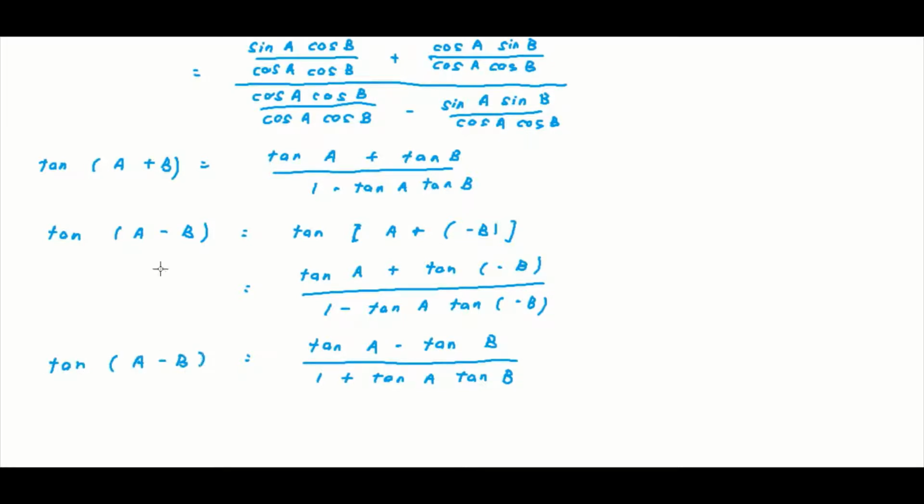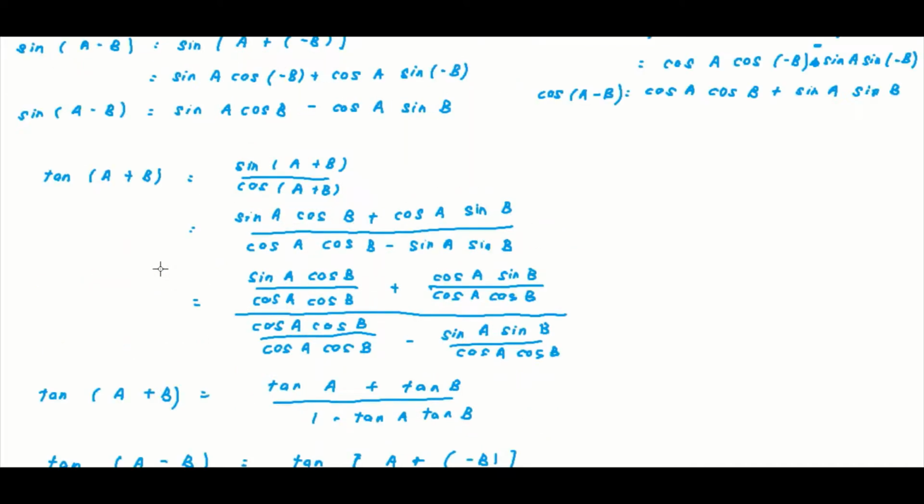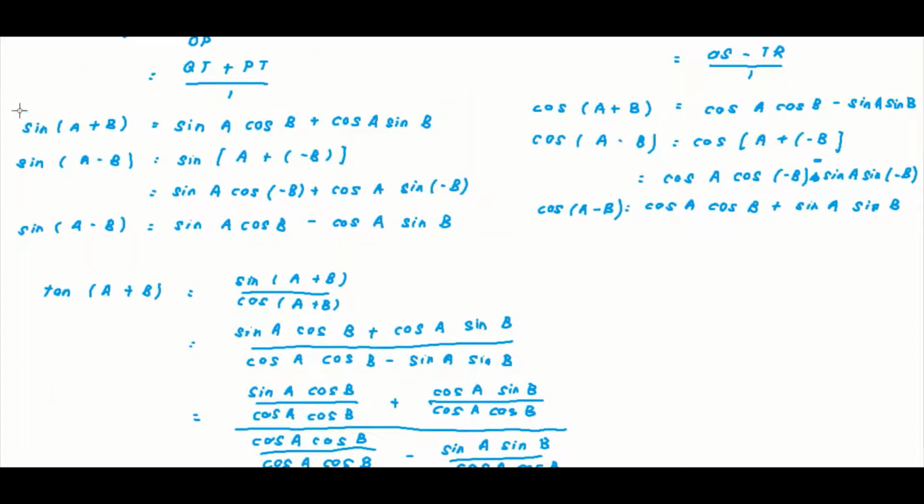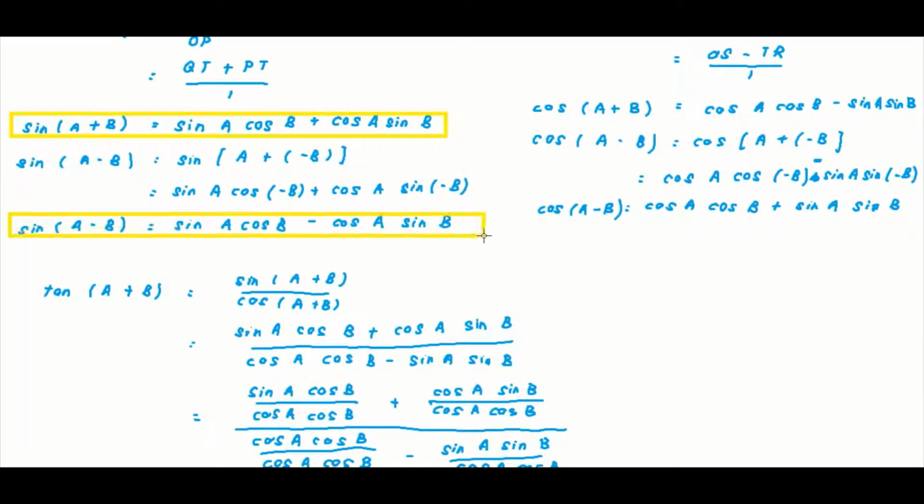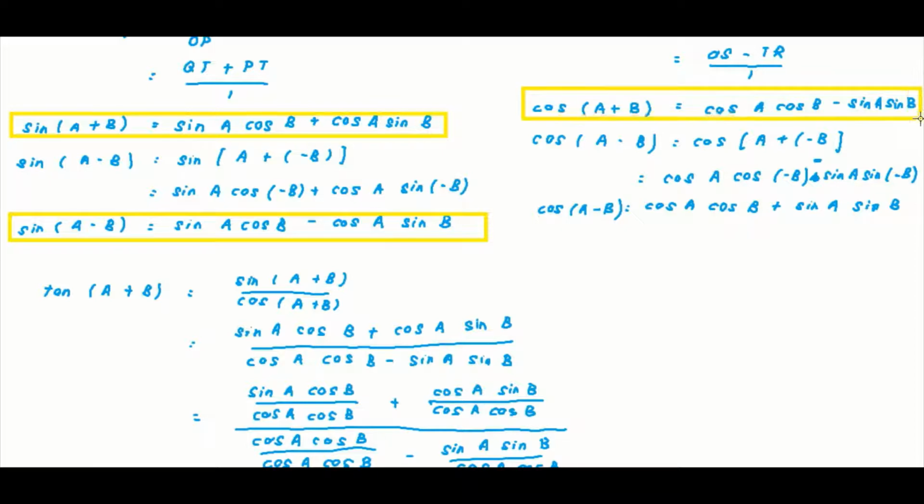Okay, so a quick recap of what we have got just now, the 6 formulas. The first one, sine A plus B, is equal to sine A cos B plus cos A sine B. Okay, so this is the first formula. For sine A minus B, you have sine A cos B minus cos A sine B. For cos, you have cos A plus B equals cos A cos B minus sine A sine B. For cos A minus B, you have cos A cos B plus sine A sine B.